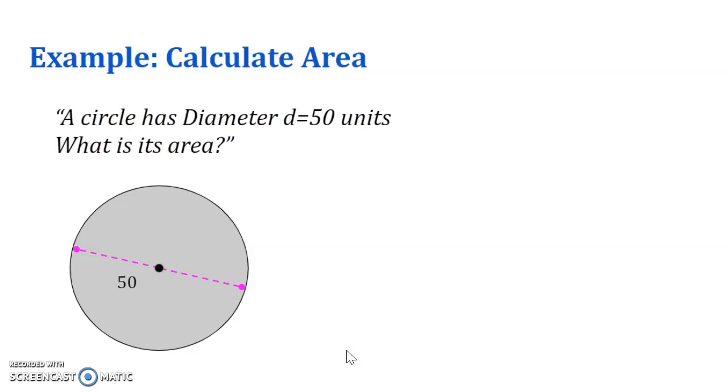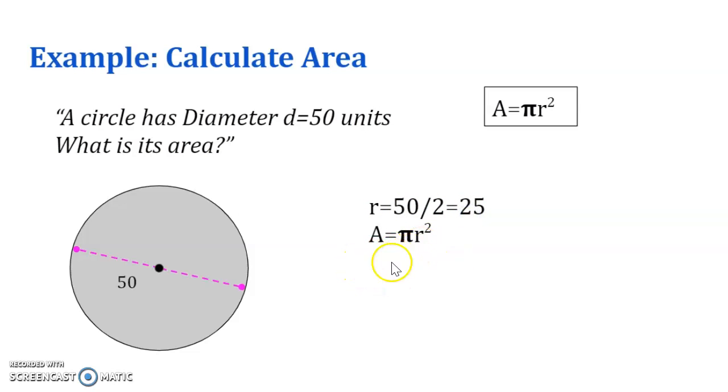Okay, example, calculate the area. A circle has a diameter of 50 units. What is the area? Well, area is pi r squared, and this time we are given the diameter, so we need to calculate the radius to be 50 divided by 2, which is 25. Area is pi times 25 squared, and that is 625 times pi, or 625 pi, is my exact answer. And the area is always in units squared.